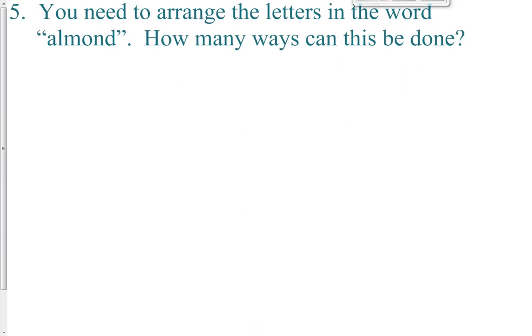Question number 5. You need to arrange the letters in the word almond. How many ways can this be done? One thing that's kind of nice on these types of questions is there's not as much thinking that has to be done. There's a formula, and I'm going to give it to you. Please write this down. It's the total factorial divided by the repeat factorial.